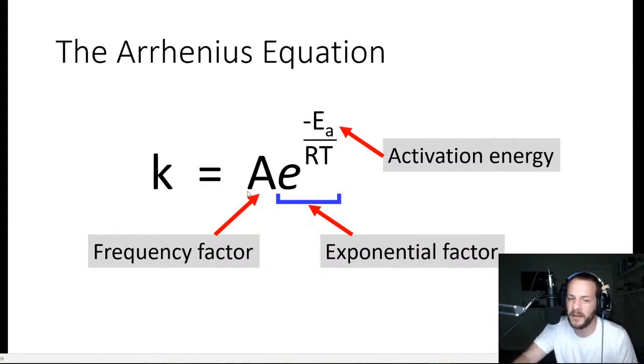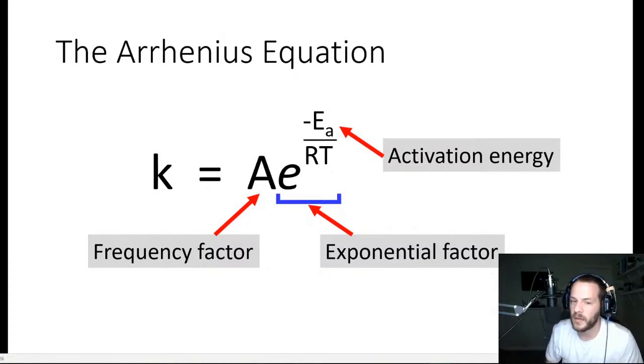So this term A here, that's called the frequency factor. We're going to go over that in more detail a little bit later. And then this whole term here, this e to the minus EA over RT, that's called the exponential factor. And we will discuss that in more detail shortly also. Now this e here, this lowercase e, that's called Euler's number. It's a mathematical constant. It's kind of like pi, it's one of those non-terminating decimals that just keeps going on and on and on.